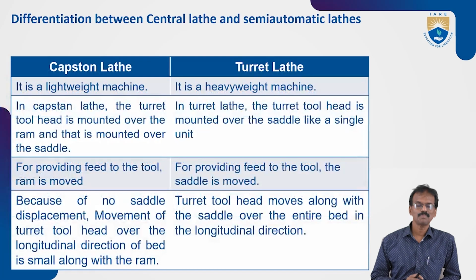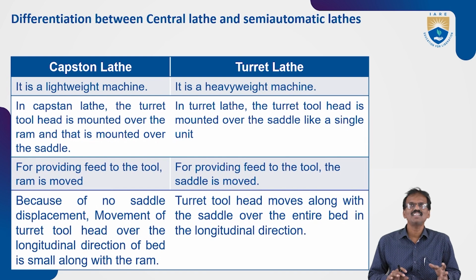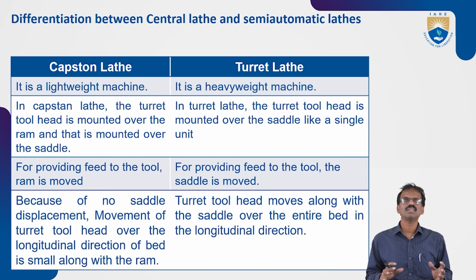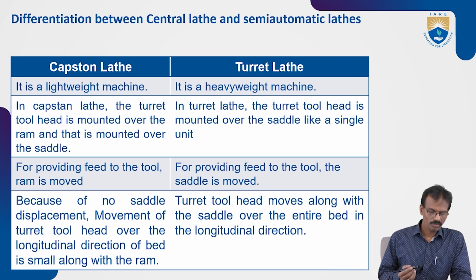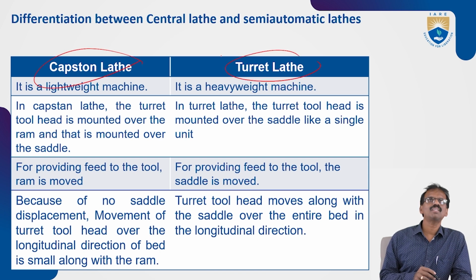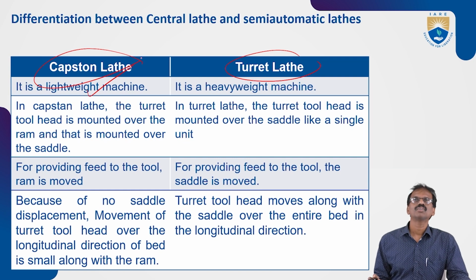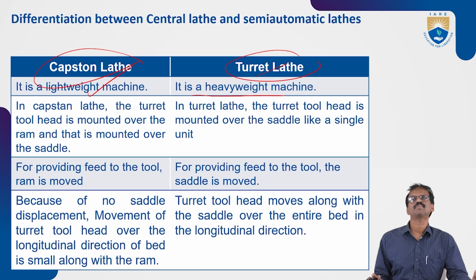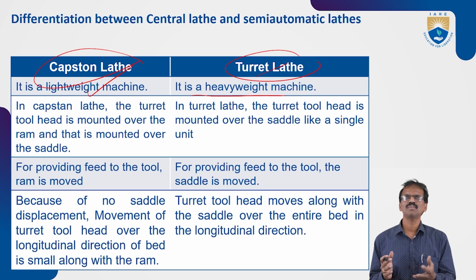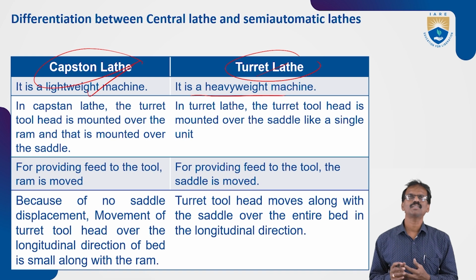Now we'll see the capstan lathe and turret lathe. Both are semi-automatic lathes, but there are small differences between them. The capstan lathe is a very lightweight machine, but the turret lathe is a very heavyweight machine. So if you want to perform heavy jobs, you can prefer the turret lathe machine.